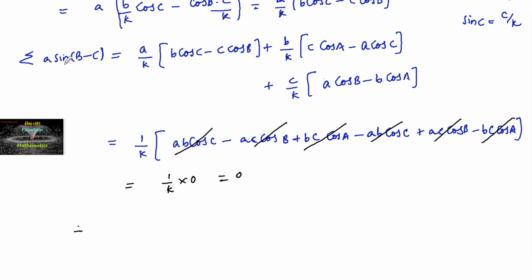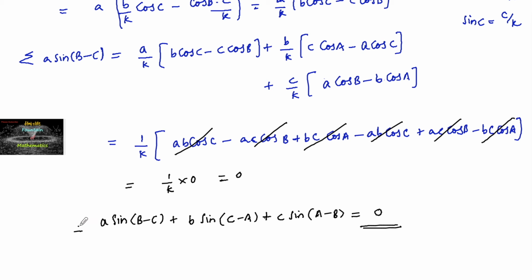Therefore, summation a times sin of B minus C, that is a sin of B minus C plus b times sin of C minus A plus c times sin of A minus B, equals 0. Okay, thank you.